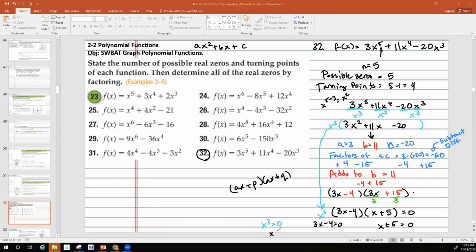So cube root both sides, you get x equals 0. Add 4, you get 3x equals 4. Then divide by 3, you get x equals 4/3. Here, subtract 5, and you get x equals negative 5. So those are the three zeros. Ta-da! All right, and those are the answers.